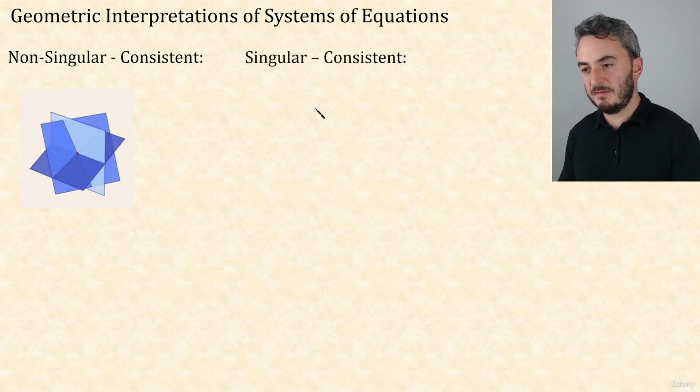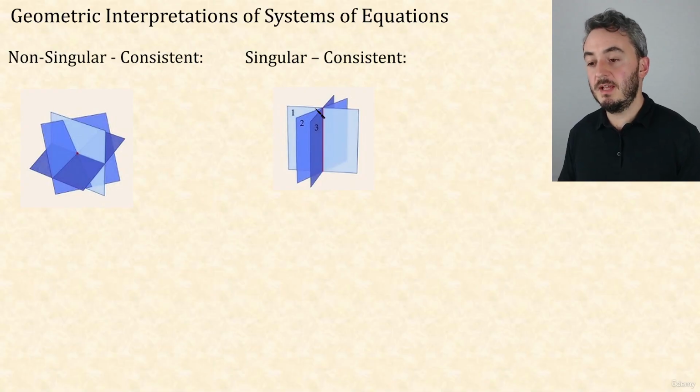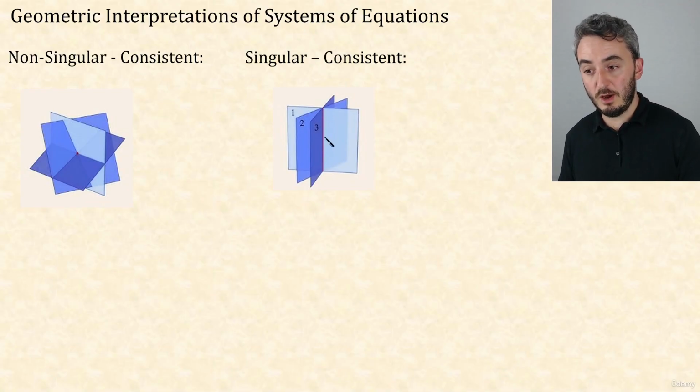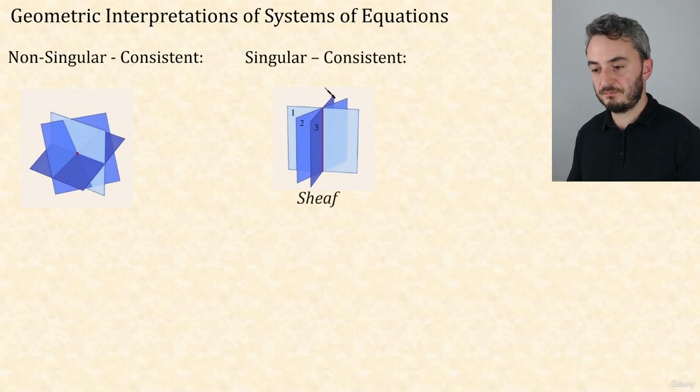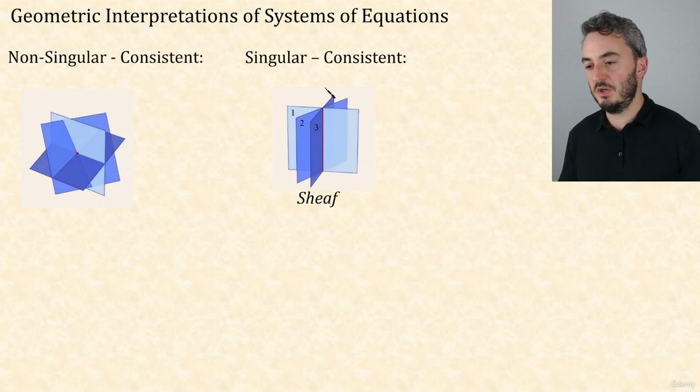But we could also have singular consistent. Now, what would that look like? That's going to look like 3 planes intersecting all on a straight line. That's called a sheaf. Now, in this case, there are infinitely many solutions. It's everywhere along that line. So we need a way to figure out when it's that, and we'll come to that in a moment. What else could it be?